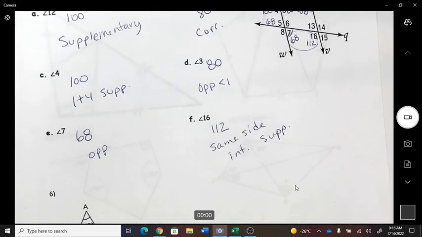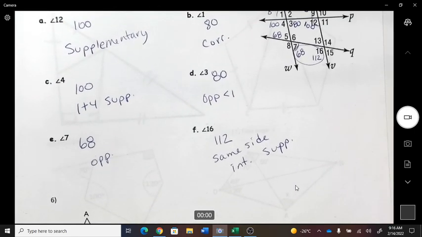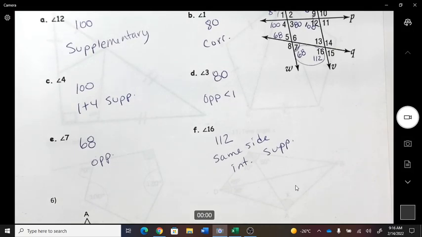And then my reasoning is we have a statement that the interiors that are on the same side have to add up to 180.